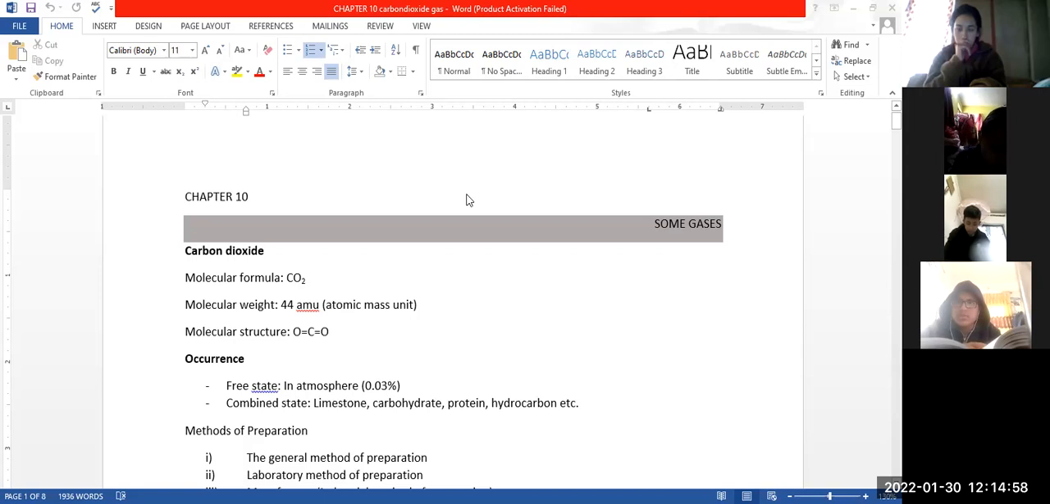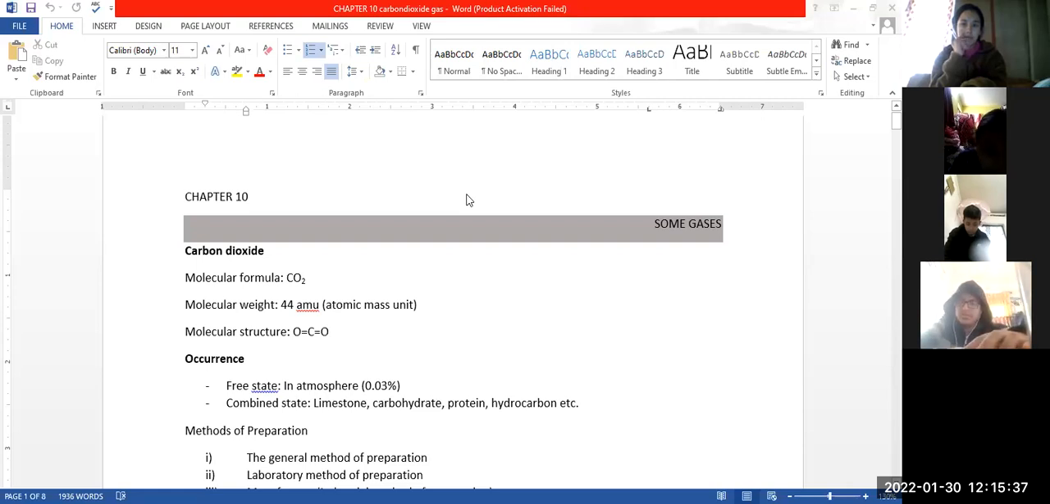So look at here, carbon dioxide, its molecular formula is CO2. It contains one atom of carbon and 2 atoms of oxygen, and so its molecular formula is CO2, and its molecular weight is 44 AMU, atomic mass unit. The molecular structure is given there, O double bond C double bond O, that is the structure of carbon dioxide.